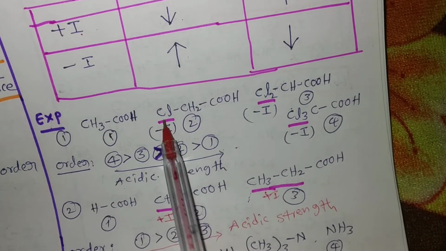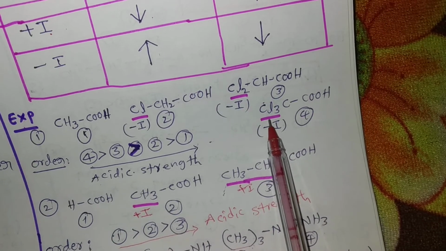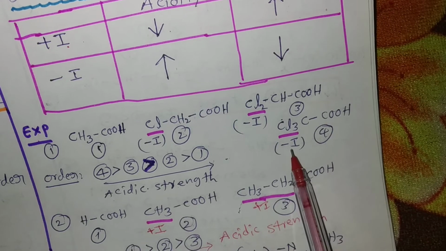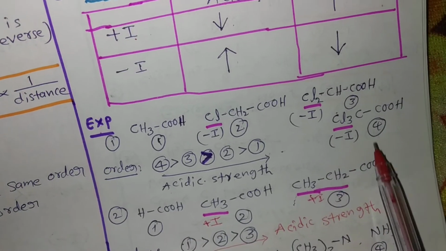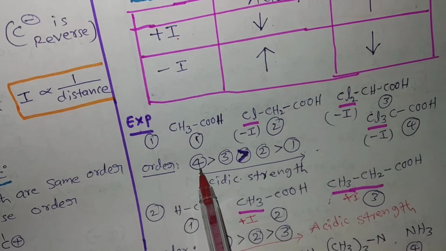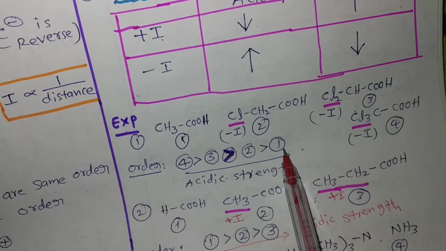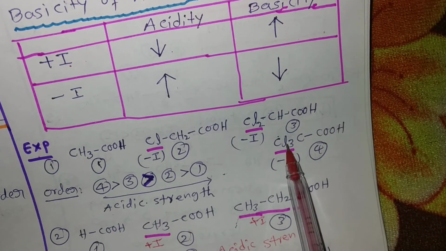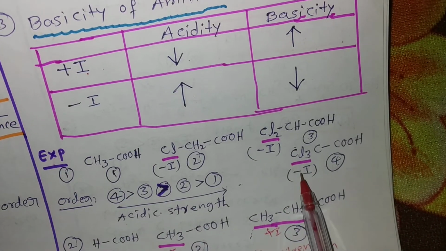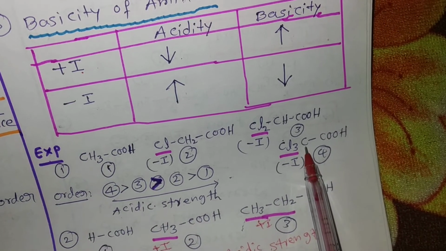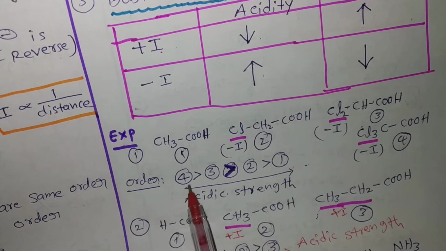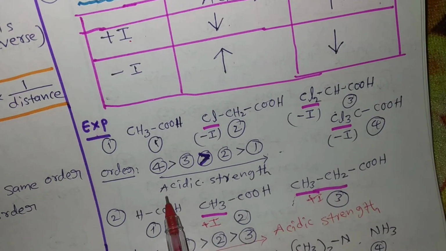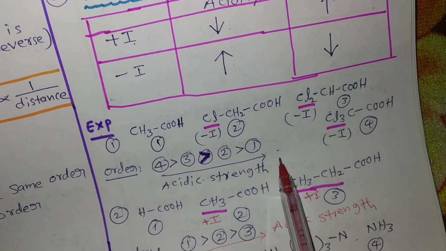Now one chlorine, two chlorines, three chlorines. As the minus I groups increase, the acidic strength also increases. So the fourth one has more acidic strength than the third, second and first, because the fourth one has three chlorines, so more minus I groups are attached to the carbon. So that is the order, decreasing acidic strength.